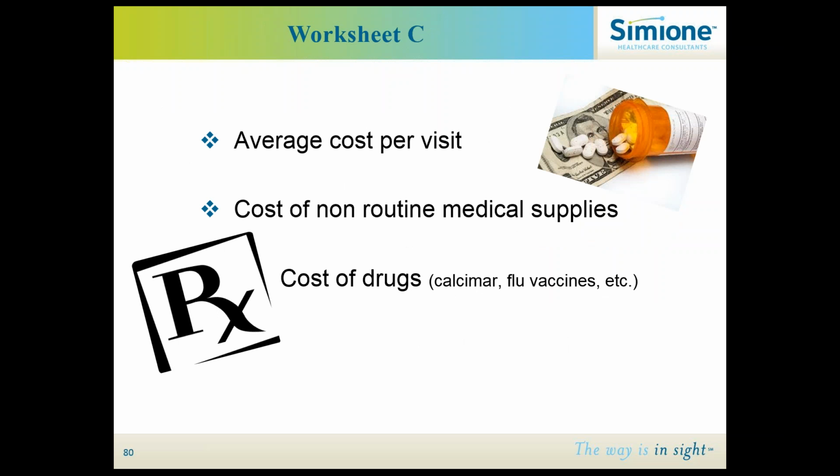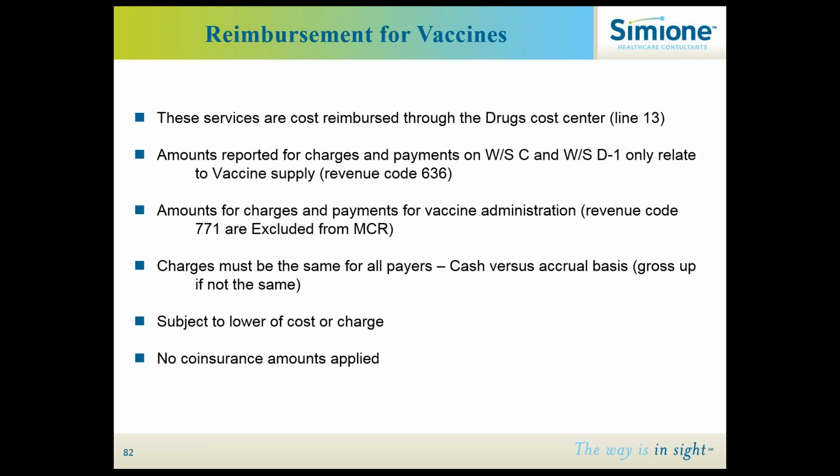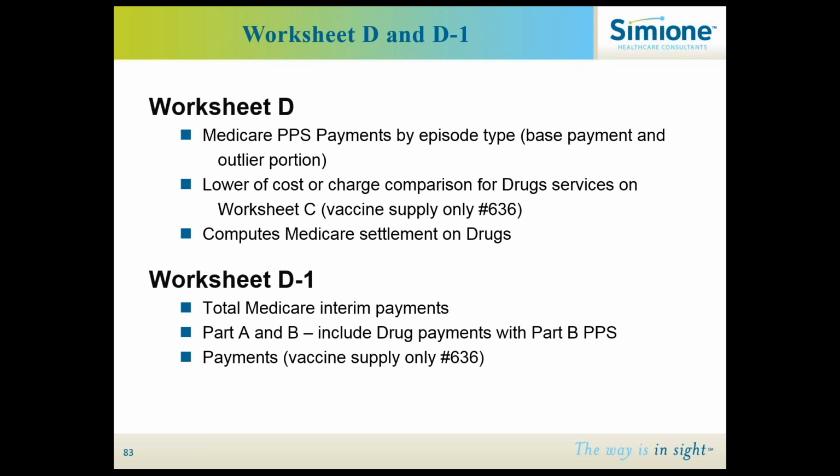Then it flows to Worksheet C and gives you your average cost per visit, your cost of non-routine medical supplies. And again, in that aspect, neither of these matter. Medicare's reimbursement is prospective payment system, but once again, we're all in the same swimming pool. And then cost of drugs, which is your flu vaccine. Flu vaccine is still Medicare cost reimbursed, and if you do flu, send me an email or give me a call. Again, in the interest of time, I'm not going to get specific for flu.